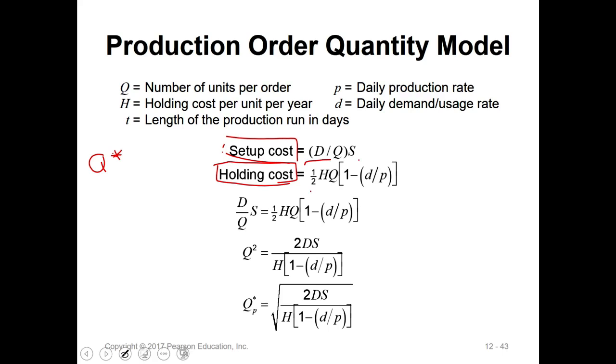Now I have the two terms over here, and I make them equal. So my Q squared equals 2DS, the same as in the previous formula, divided by H times this term. Then your Q star equals the square root of this whole thing. To distinguish this formula from the previous formula, we add this P subscript over here. This means the production order quantity model, which gives you the optimal order quantity level. In the previous one we do not have this part, 1 subtract D divided by P, but in this one we add this part.